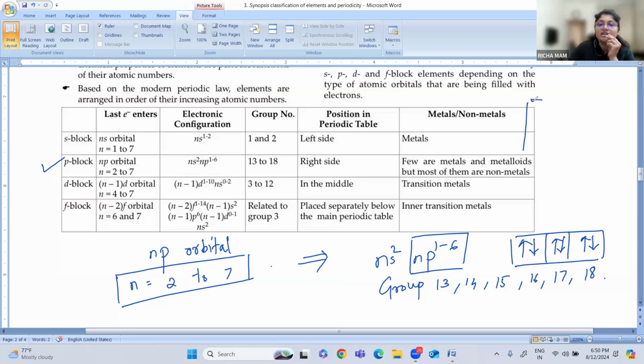Now when you see the periodic table, this is your S block, where is your p block? To your right hand side, 1 2 3 4 5 6. So this is your p block element. So where is your p block element?